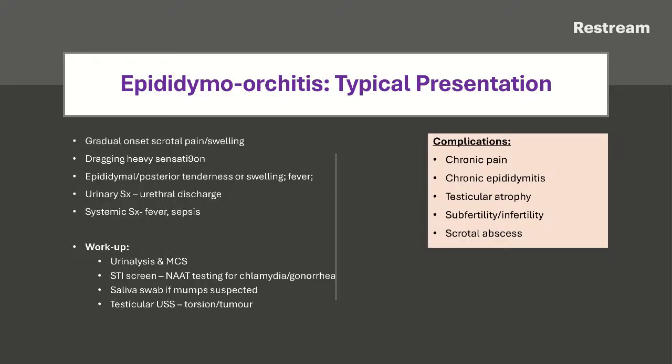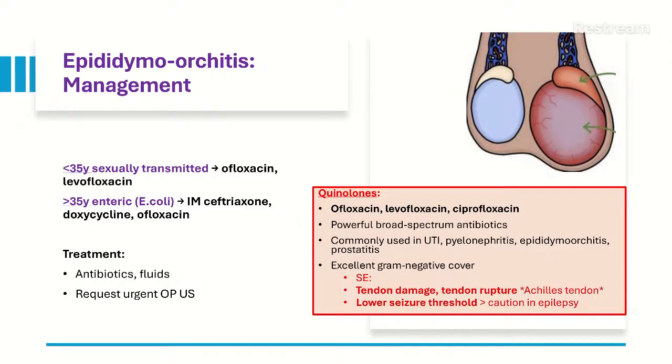Some of the complications of epididymo-orchitis: these patients can develop chronic pain, chronic epididymitis, testicular atrophy, subfertility and infertility, and scrotal abscesses. But for the sake of exams, I guess infertility and chronic pain are the things that mainly seem to crop up from my memory. So management of epididymo-orchitis.